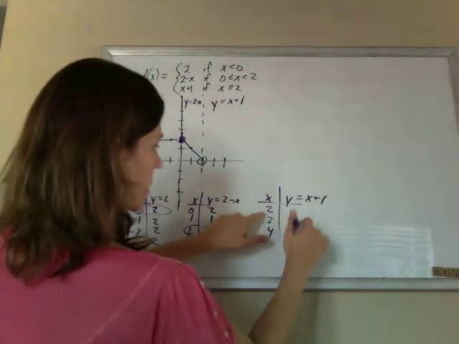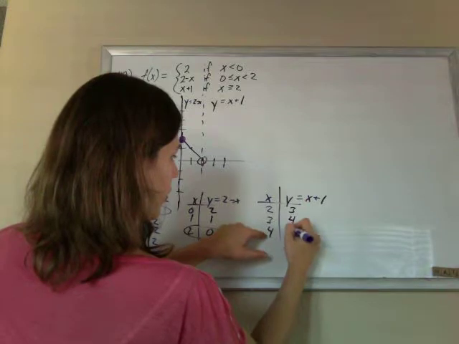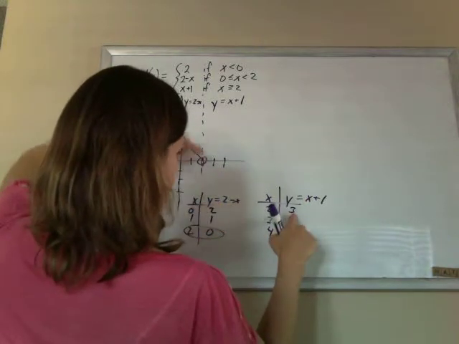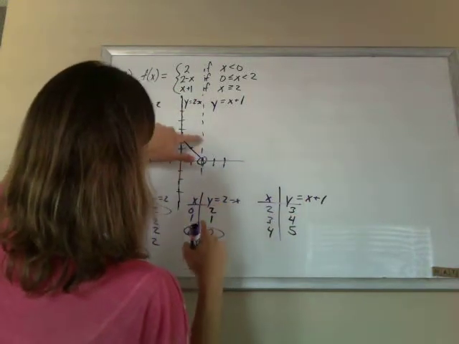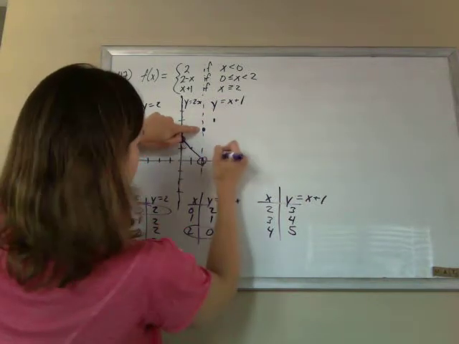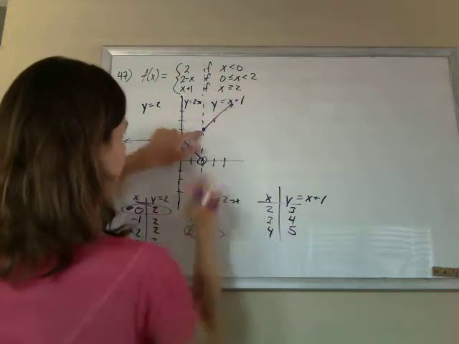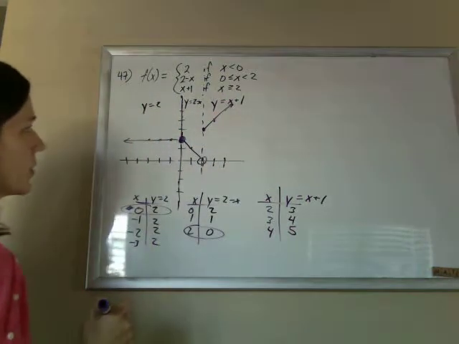Moving on to the next one, plug in 2, I get a 3, plug in 3, I get a 4, plug in 4, I get a 5. So plot these points: 2, 3; 3, 4; 4, 5. So on this line here for the x's that are greater than or equal to 2.